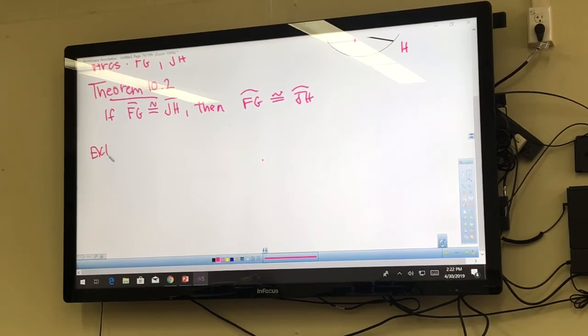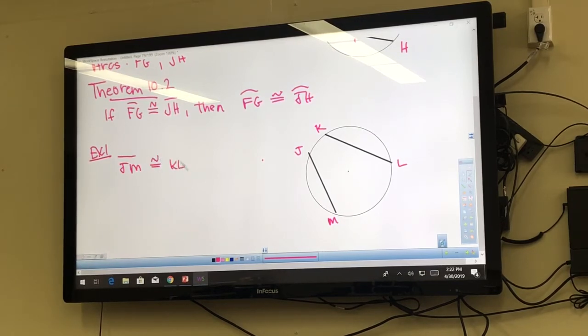In our first example, I draw a circle with two chords, segment KL and segment JM. You are told that JM is congruent to KL. If the measure of arc KL is equal to 90 degrees, I want us to find the measure of arc JM.